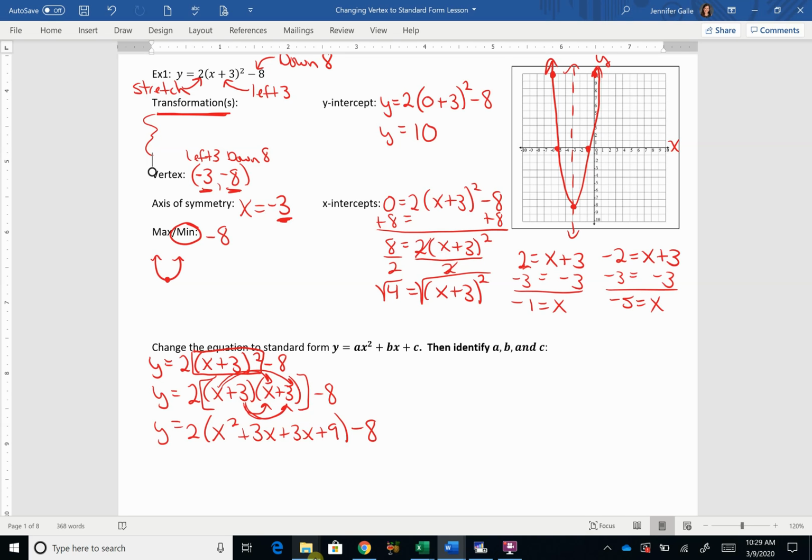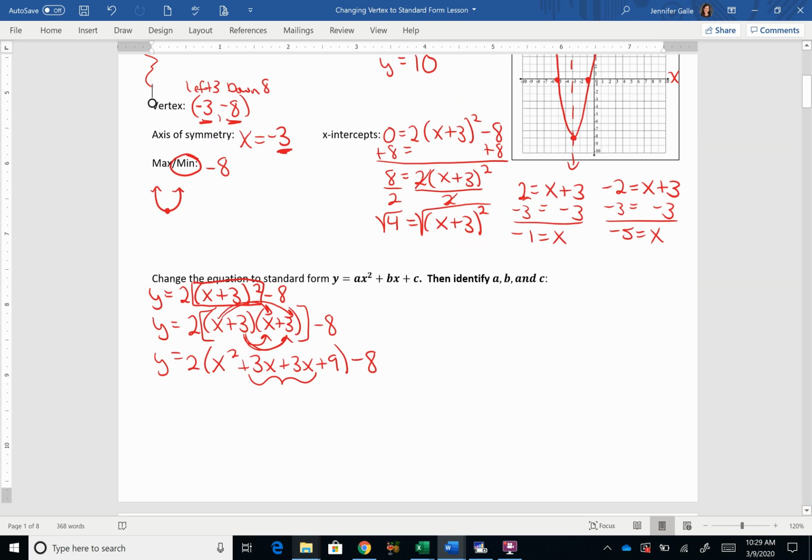So now, before we worry about that 2, we can put the 3x's together, and we'll get 6x. But again, keep in mind, we haven't done anything with the 2 yet, or the -8, so don't lose those. That's the tricky part. I know you guys can all do the distributing, or whatever you called it last trimester. You guys can all get the x squared plus 6x plus 9. Don't lose the 2. Don't lose the -8. So now we have to distribute the 2 through.